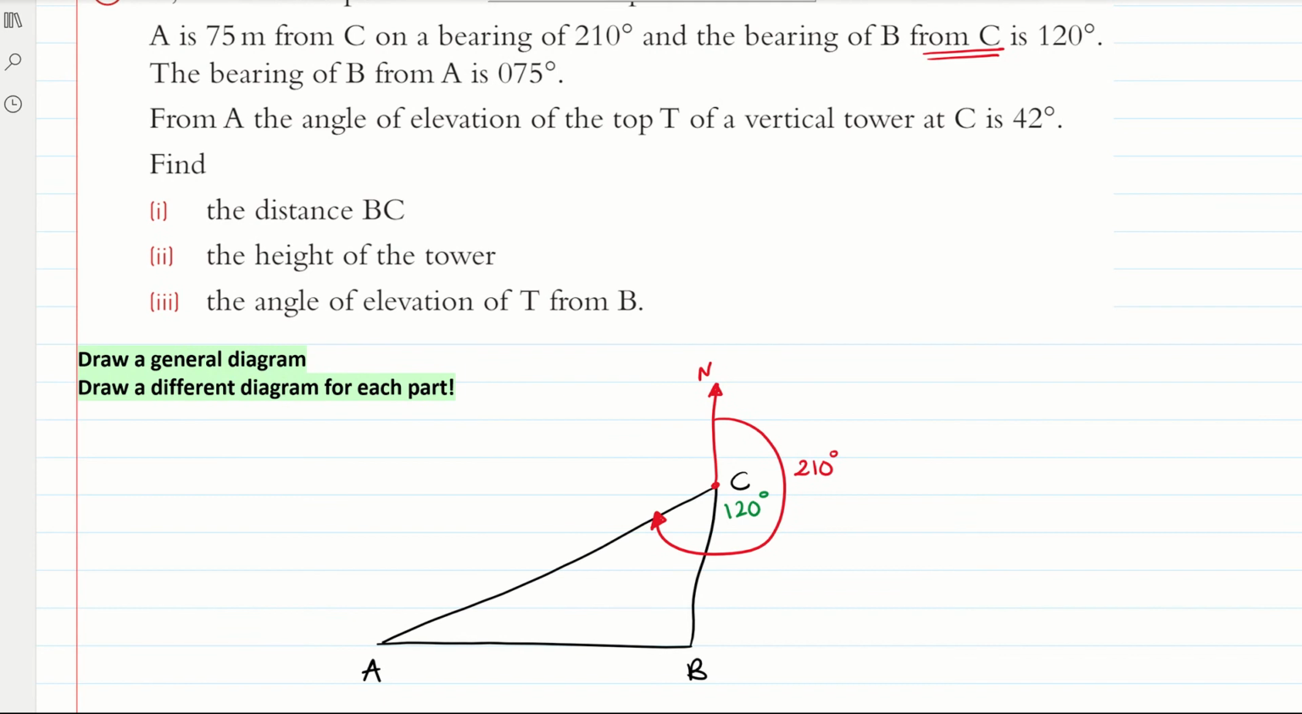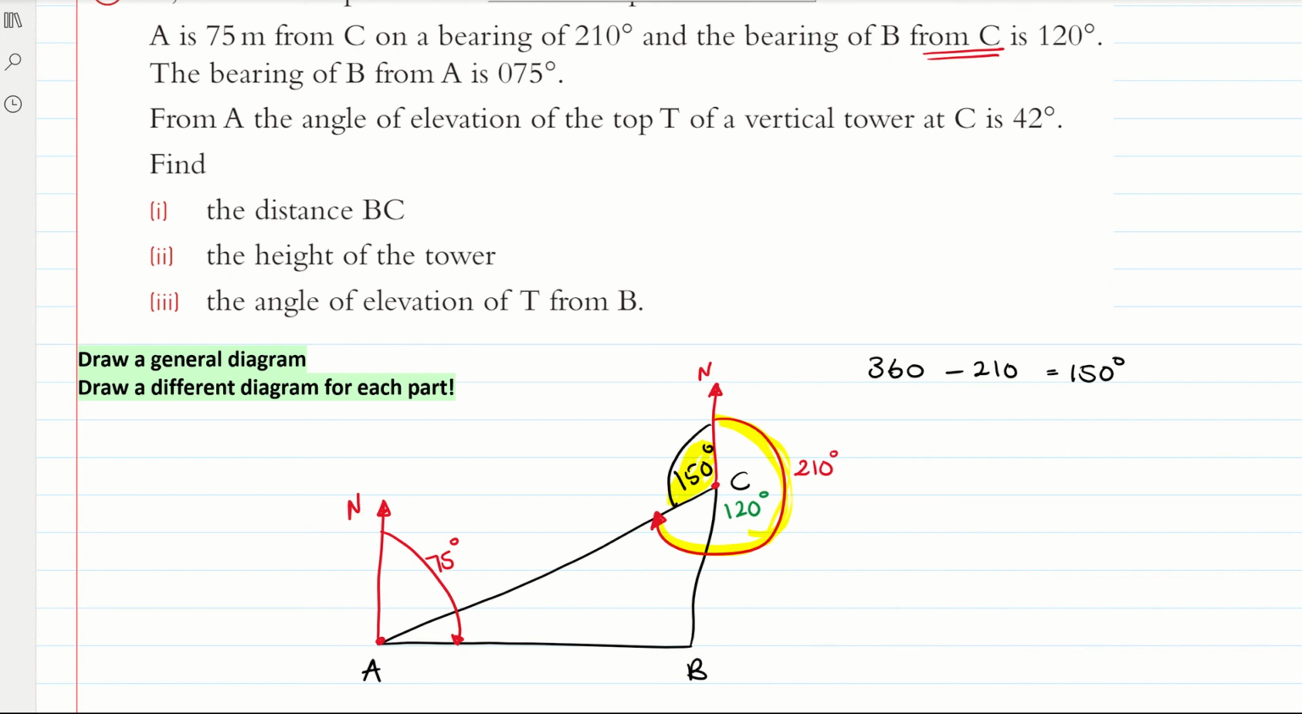And then it says the bearing of B from A. So from A, here's my north line. So from A to B is 75. So all of that, 75 degrees. So let's do some working out. If I know all of this is 210, it means I can work out what this is, because that's angles around a point. So 360 minus 210 is 150 degrees. So I know that this is 150 degrees.